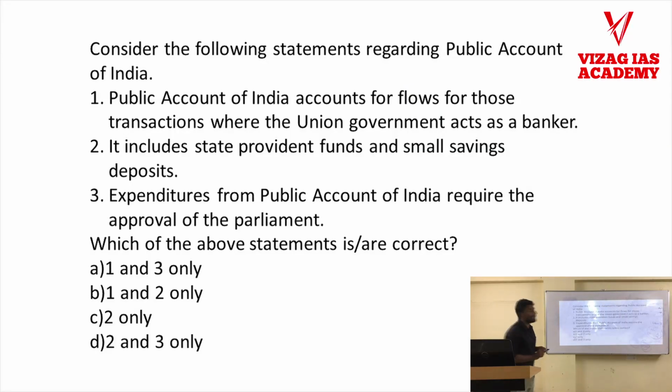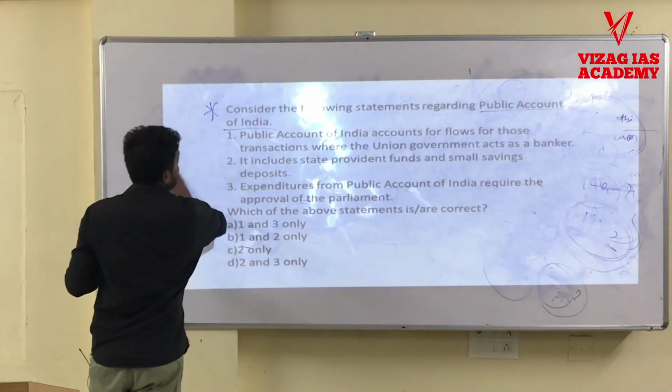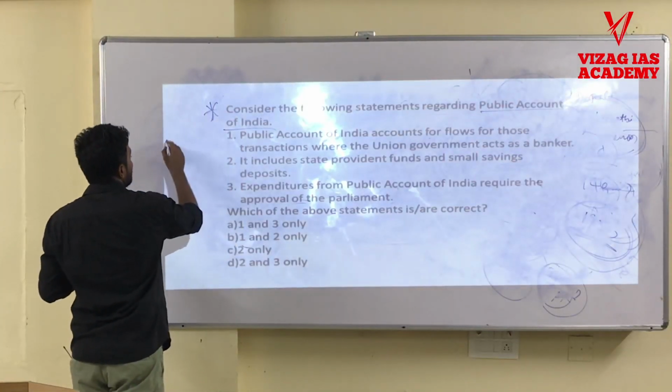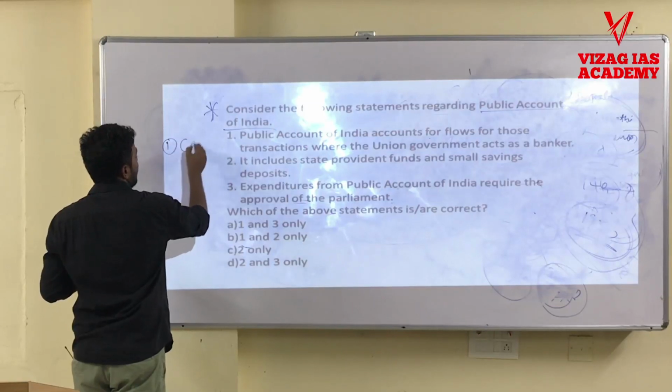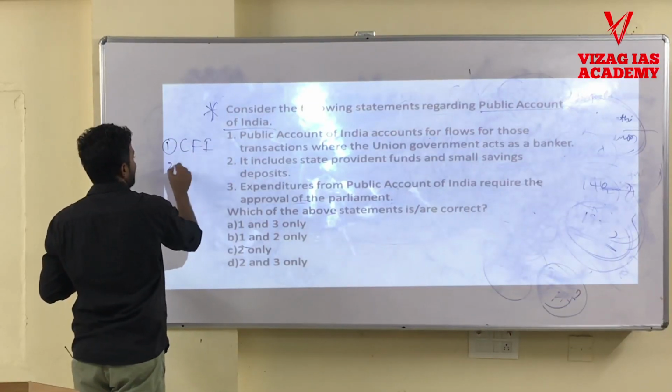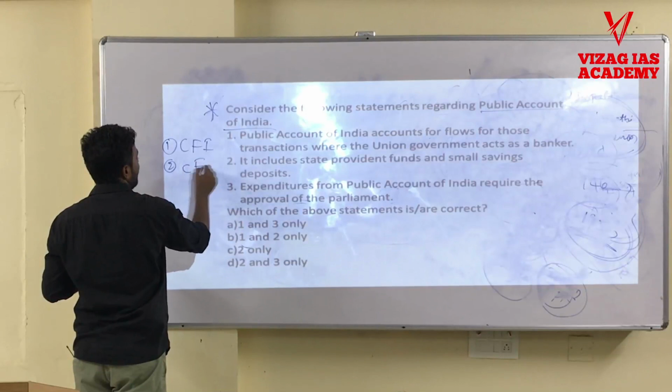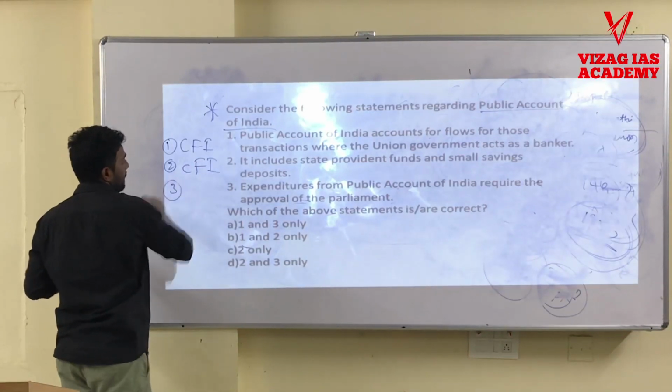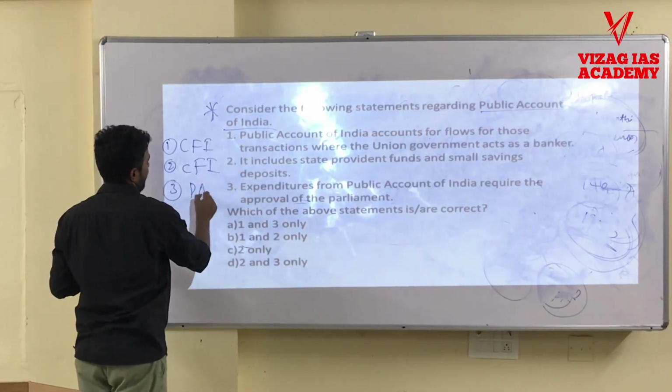Next question. Consider the following statements regarding the Public Account of India. So how many funds do we have? 3 funds. One is the Consolidated Fund of India. The second is the Contingency Fund of India. The third is the Public Account of India.